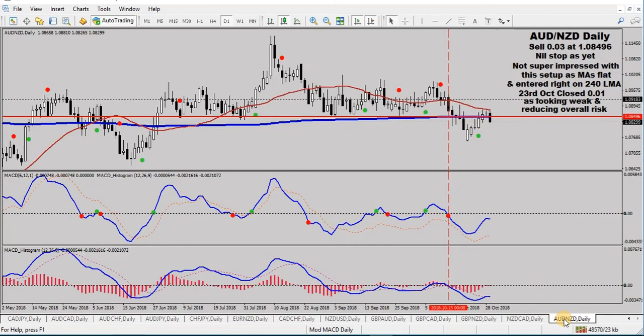Alright, last but not least, Aussie New Zealand, going to sell back here. Did a right, came up, I think I closed one somewhere on the 23rd, came up and popping back down again. So as long as that fast MACD stays below it, we're in sell mode still. So we're on a few pips there. So that's it for the charts, guys.